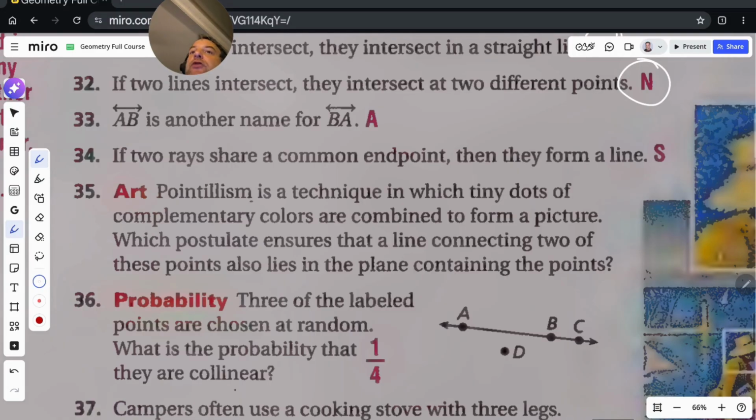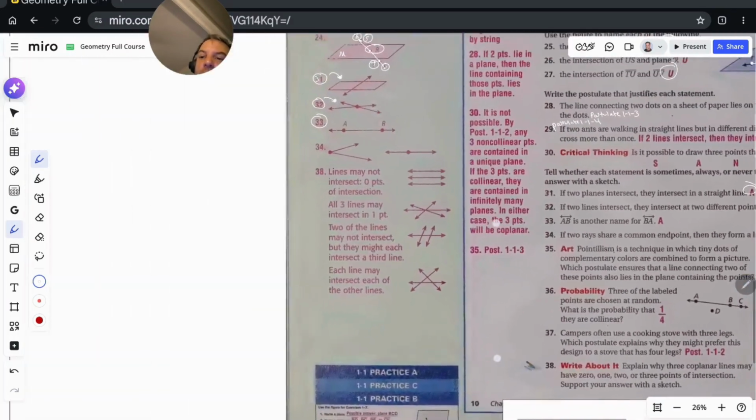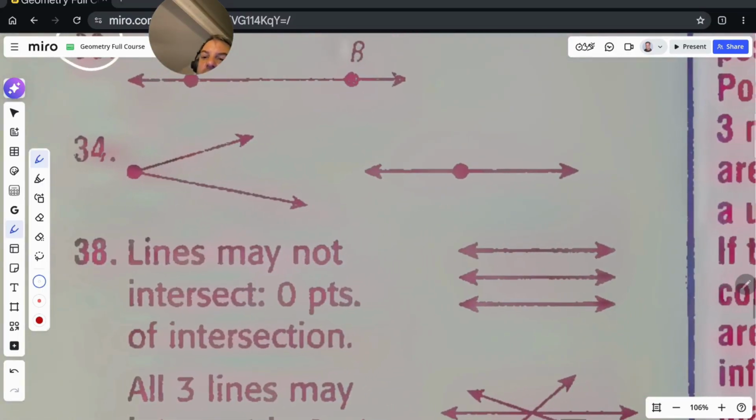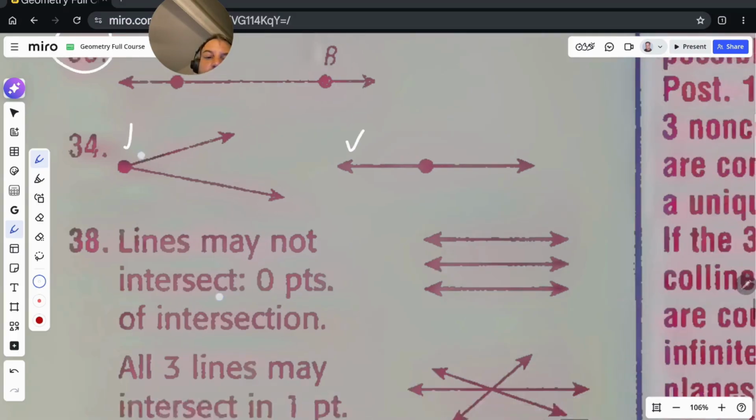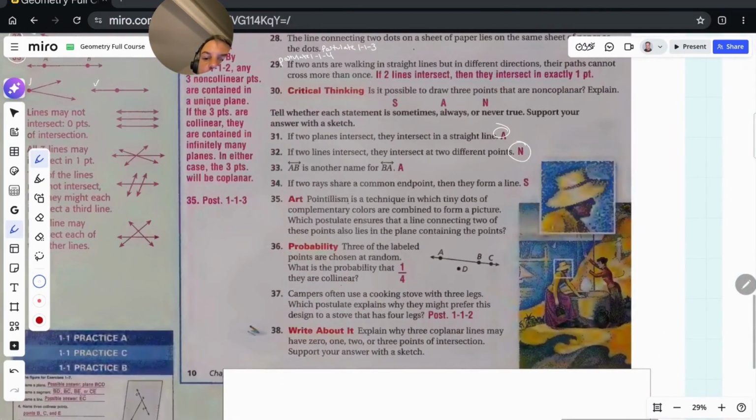So if they go in any other directions, for example, if they make an angle, which we'll be discussing quite a bit in this course, they don't form a line if they make an angle. They form an angle. So sometimes yes and sometimes no. The answer is sometimes. Let's take a look at our sketch. There's an angle, there's a line. So sometimes.